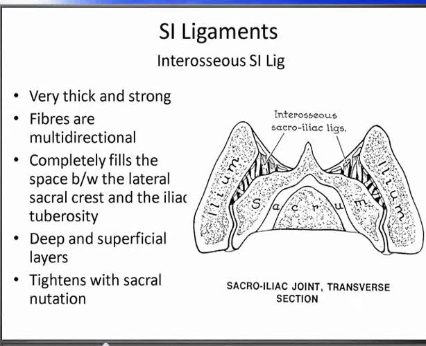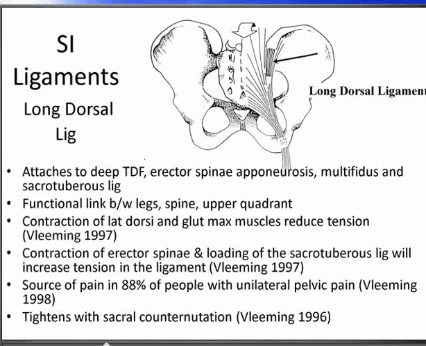So clinically, this is significant to know because that is a position of stability, and we want to remain in a position of stability through our SI joints. Now, the long dorsal ligament. The long dorsal ligament is a clinically relevant ligament. Just go through some of the anatomy around it first.